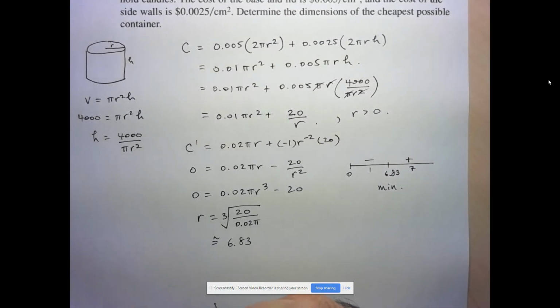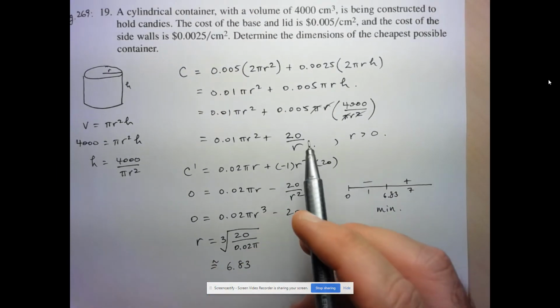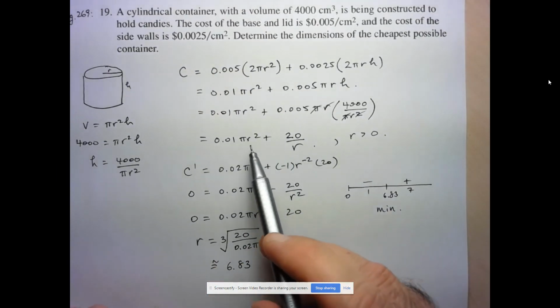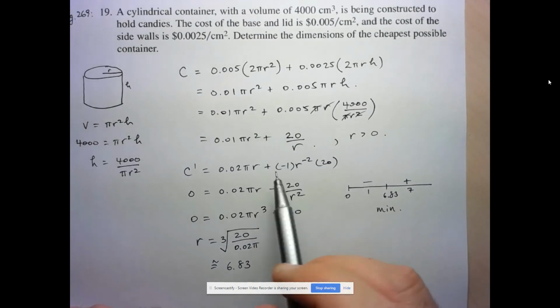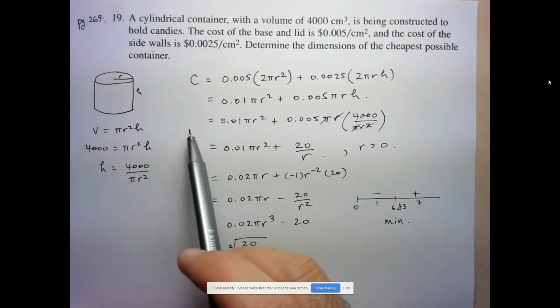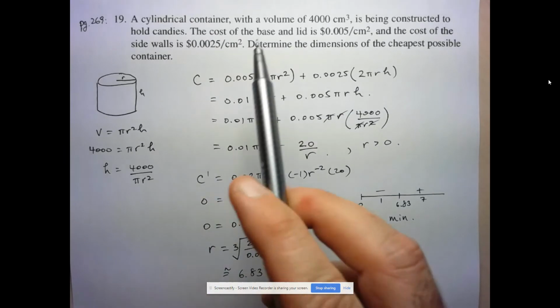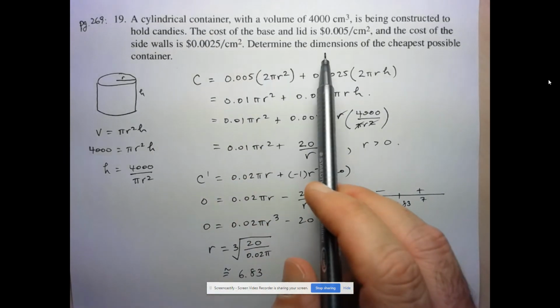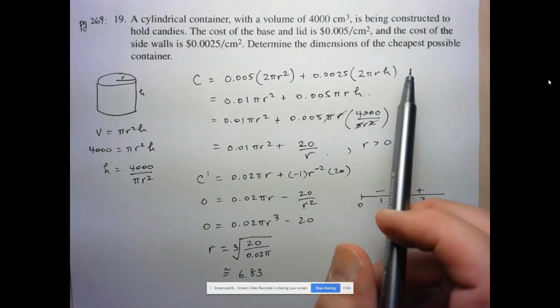So not surprisingly, as we were hoping, this goes from decreasing to increasing, so this indeed relates to a minimum value. All right, so all we found was the value of the independent variable that gives us a minimum cost. What we have to do is go back to the question and see what they're asking for. And I go back and I see that what they're asking for is the dimensions for the cheapest possible container.